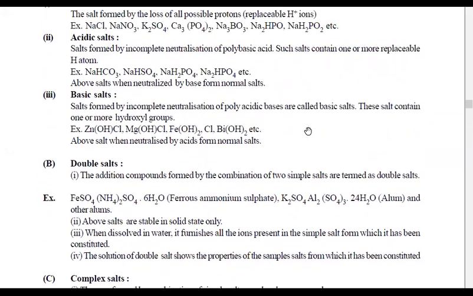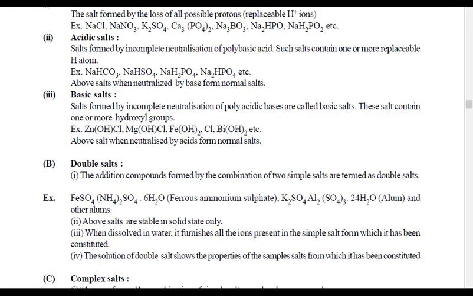Double salts will be formed when we have two kinds of salt in the same compound. Now we won't be studying these for now. We'll be studying double salts and complex salts in the other chapter, on coordination compounds, not in this chapter. Okay everyone.